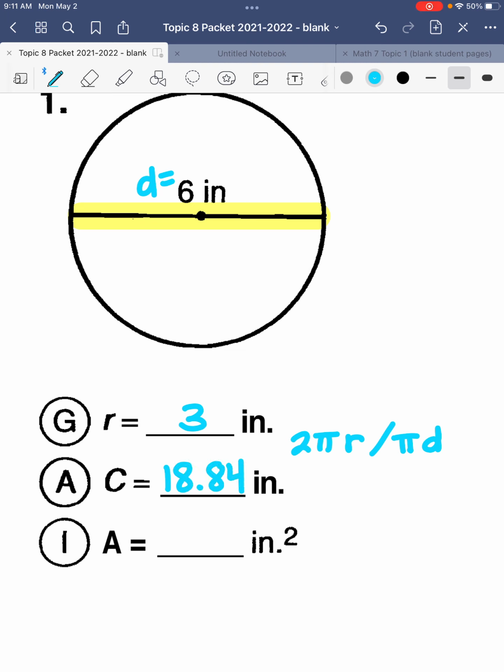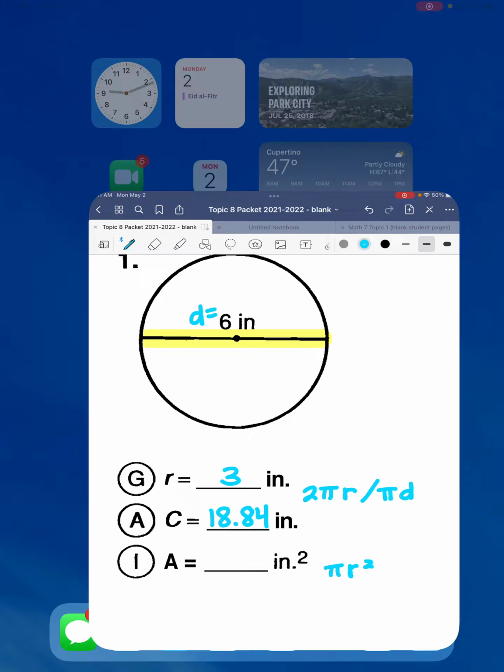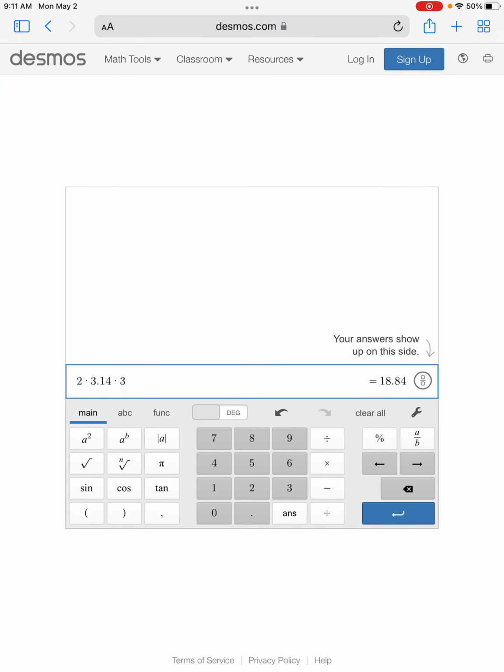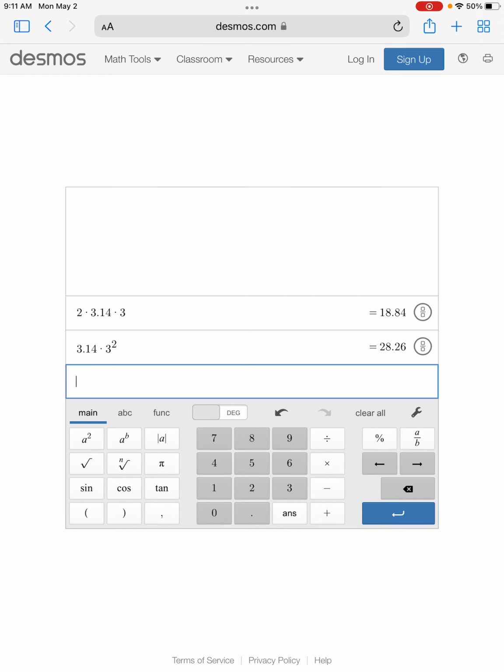Okay, now for my area. I'm going to use the formula pi times the radius squared. That's the only formula I have. Okay, so I'm going to have 3.14 times 3 squared. So I'm going to go put that into my calculator. 3.14 times 3, and I hit that x squared button to square it, and I get 28.26.